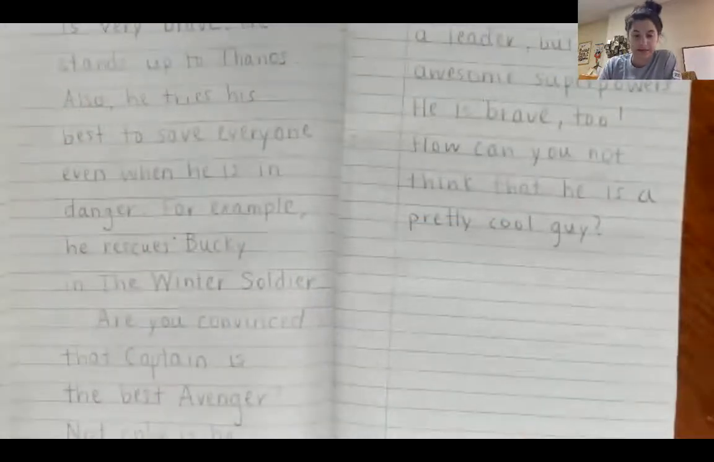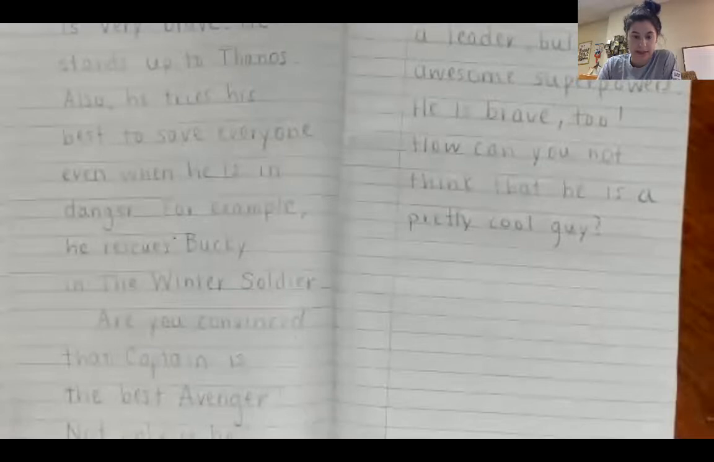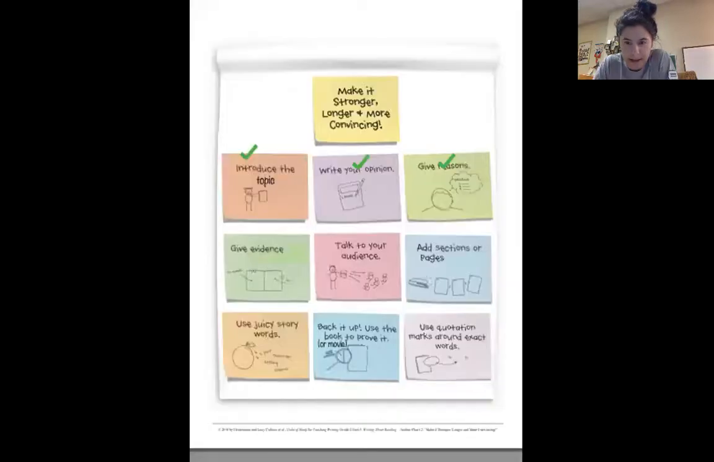Okay, let's go back and see what else I'm missing from this chart. Add sections or pages. Right now I have about 1, 2, 3, 4, 5 pages. I could probably add a little bit more, so I'll leave that one. And I think as I add more details, pages will be added.